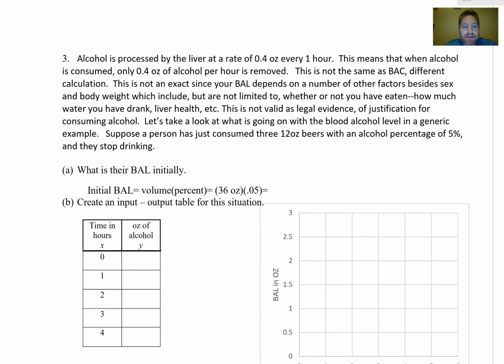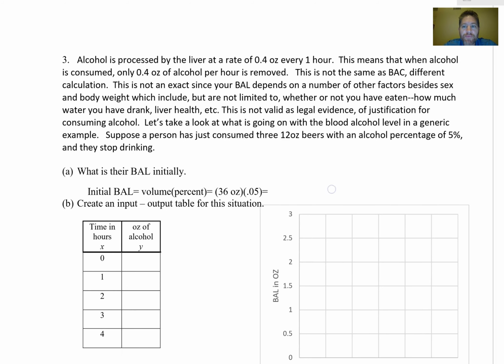All right, here's an application of linear equations. This is just something I thought you might find a little interesting. Alcohol is processed by the liver at a rate of 0.4 ounces every hour. So it's not exponential like other drugs. It's actually a linear function. What this means is when alcohol is consumed, only 0.4 ounces of alcohol per hour is removed.